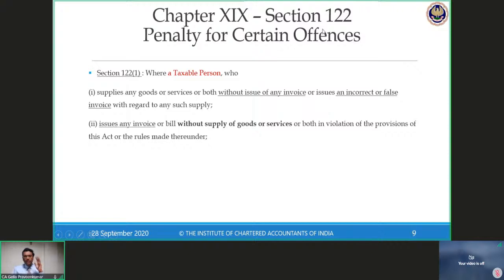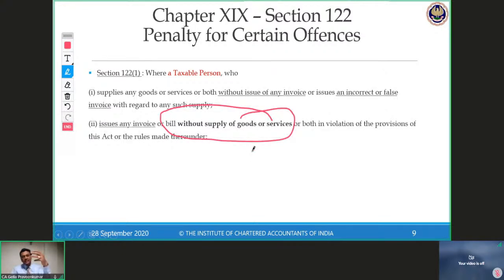Issues an invoice, no doubt. Sir, you have asked me to issue an invoice, I have issued an invoice. Without supply of goods or services, this is called bill trading. I have issued a bill without supplying goods or services; both are in violation of the provisions of the Act. So how can I issue a tax invoice without supplying the goods or services? This is called bill trading.